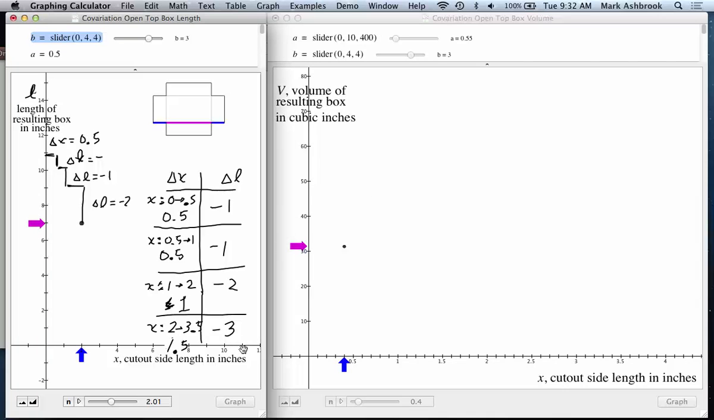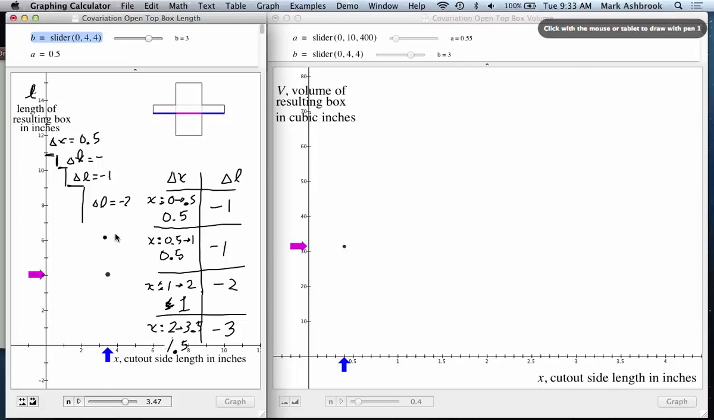What do we think? Let's see. Okay, so I'm going to go from 2, here we go, 2 to 3.5. Close enough. And we went down, so that time the delta x was 1.5, and the resulting length of the box goes down 3. Okay, so I'm showing you changes in x, corresponding changes in the length of the resulting box. Can you comment on this and make any observations?